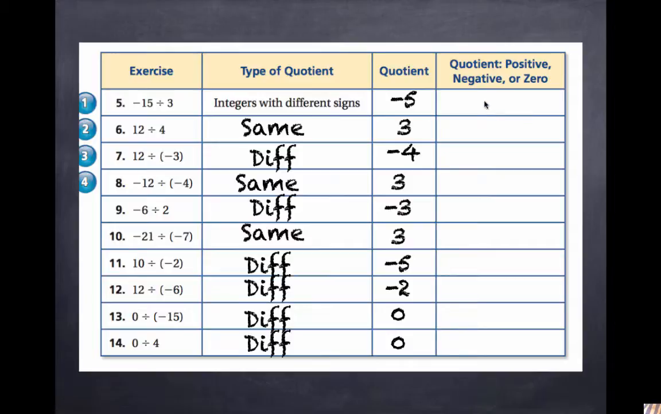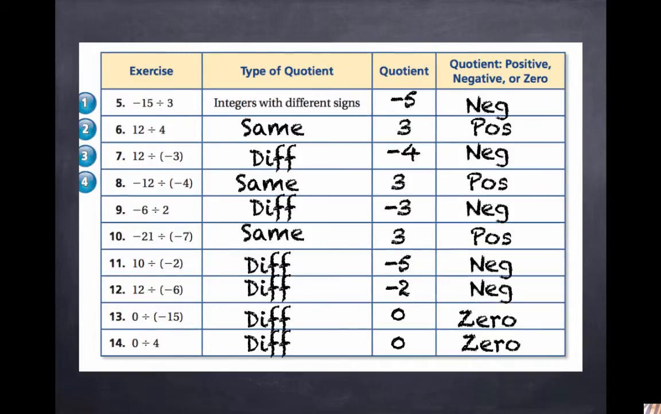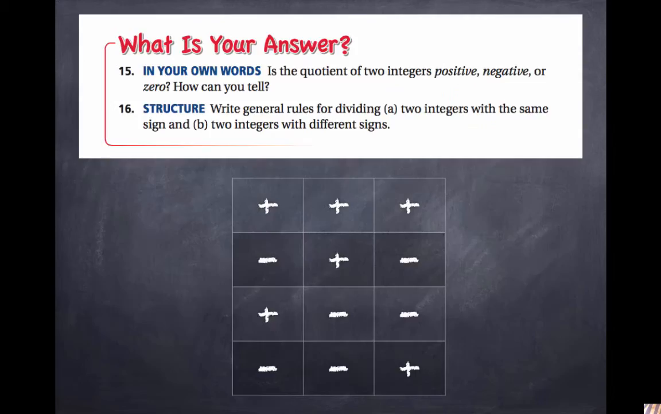So now we want to put this together and say, okay, what happens if the signs are different? What sign is our quotient? So it's negative, it's positive, negative, positive, negative, positive, and so on, and 0, 0. So what kind of conclusions can we draw from this? Well, if the signs are the same, then your quotient is positive. If the signs are different, then your quotient is negative. It should sound something like multiplication.